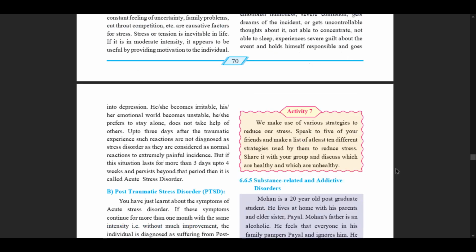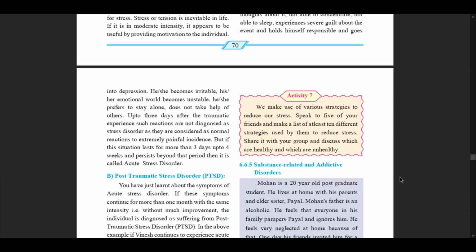He or she becomes irritable. His or her emotional world becomes unstable. He or she prefers to stay alone and does not take any help of others. Up to 3 days after the traumatic experience, such reactions are not diagnosed as stress disorders, as they are considered normal reactions to extremely painful incidents. But if the situation lasts for more than 3 days, up to 4 weeks, and persists beyond that period, then it is called acute stress disorder.